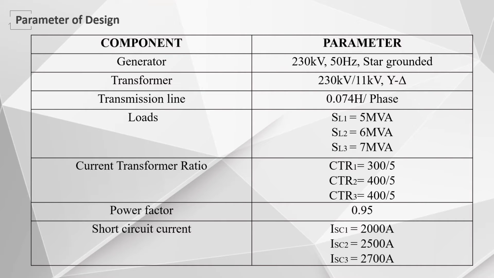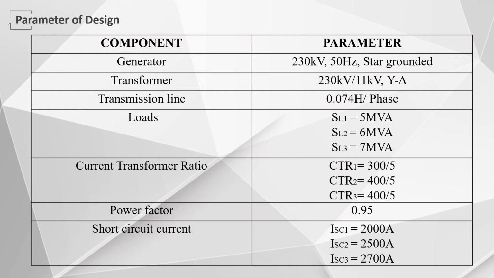Here is the table of parameters that has been used to design an overcurrent protection of a radial distribution system, which consists of a generator with 230 kilowatt, 50 Hz frequency. Next, the generator is connected to a step-down transformer from 230 kilowatt to 11 kilowatt. It is connected to three buses but only has load at bus 2 and bus 3.